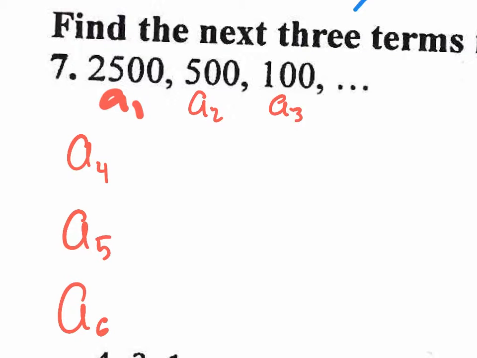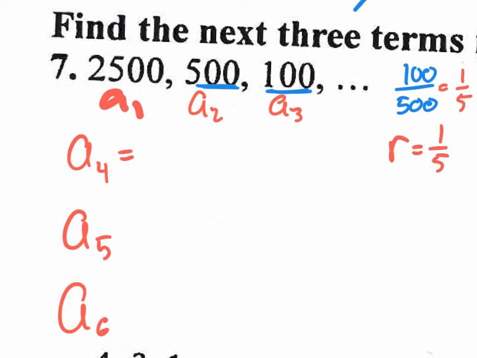I would like you to label it like this. Let's find the fourth term on this list. Well, we know it's geometric, so we need to find that common ratio r. How do I find it? I pick a number and divide it by the previous number. So what is 100 divided by 500? You could also have done 500 divided by 2,500. What is this really? It is 1/5. So the common ratio is 1/5.